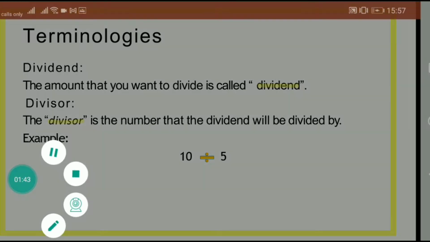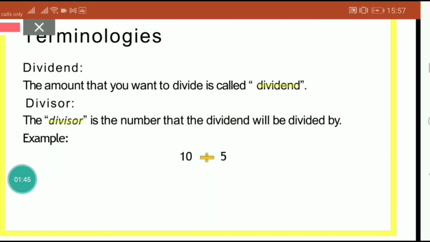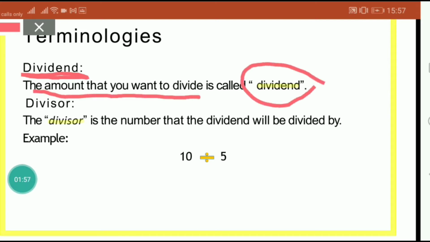Okay, first part that we need to learn is about dividend. Can you say after me? Dividend. The amount that you want to divide is called dividend. And also the second part is divisor. Divisor. The number that the dividend will be divided by.